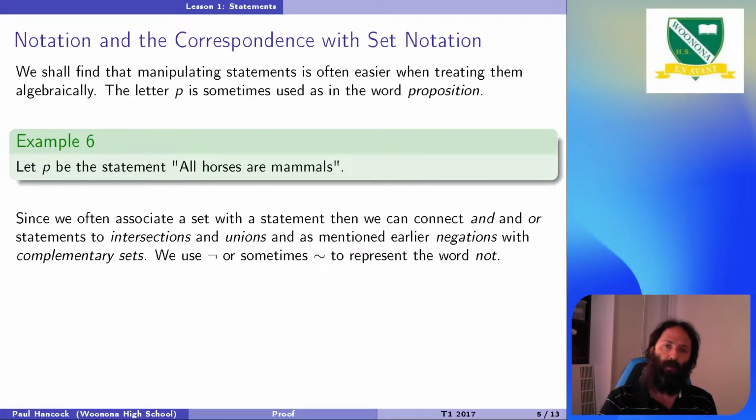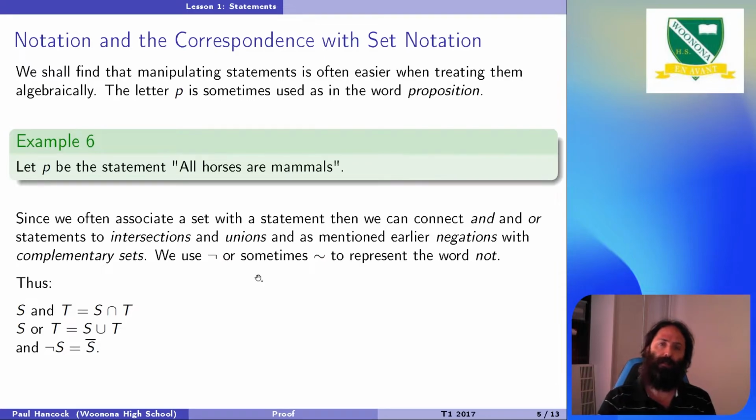Okay, now when we're working with statements, we can look for a correspondence with certain words and our understanding of sets. Now, in set theory, you would have probably already talked about the idea of unions and intersections and their relationships to the words and, or, and we're just stating that here. And then we've already said that negations are related to complementary sets, and you'll often see these two symbols down here, either this one or this little tilde symbol. They're going to represent the word not, and they're associated with complementary sets.